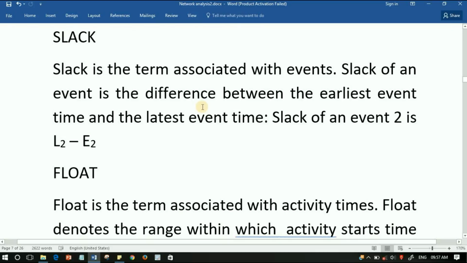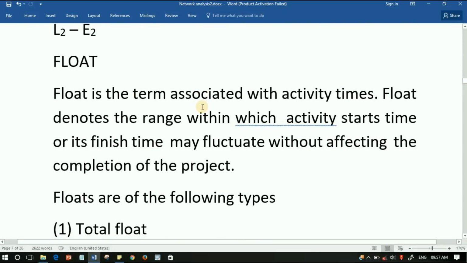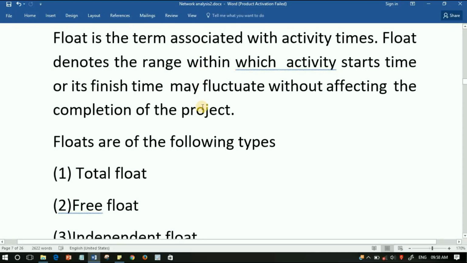Now we are going to discuss an important term, float. Float is the term associated with the activity times. Float denotes the range within which an activity's start time or its finish time may fluctuate without affecting the completion of the project. Floats are of the following types.